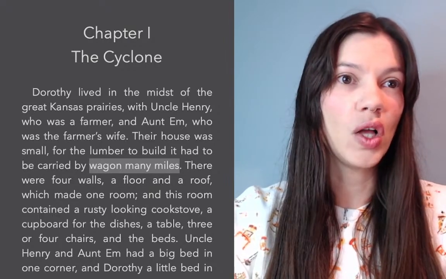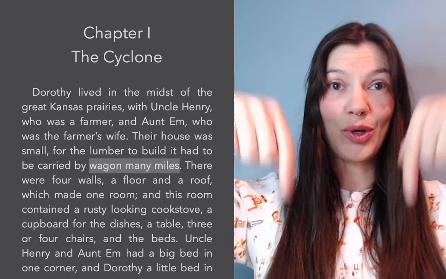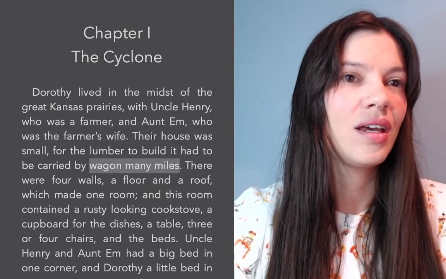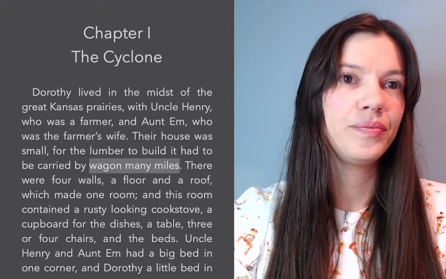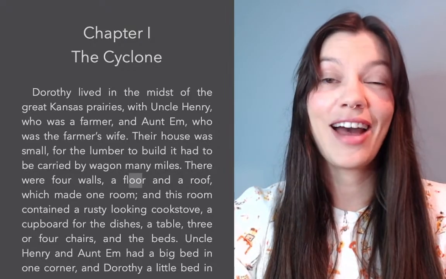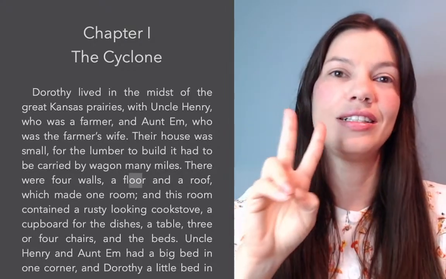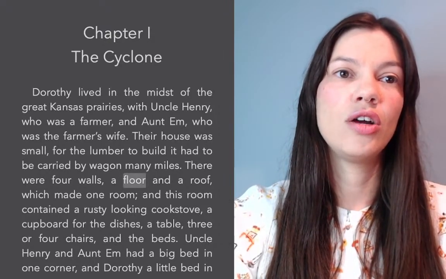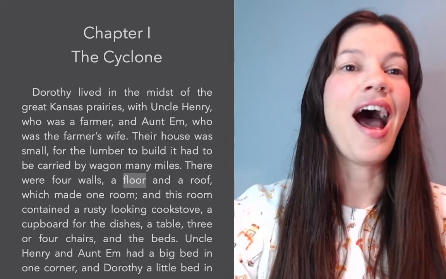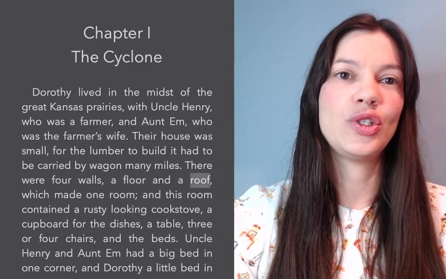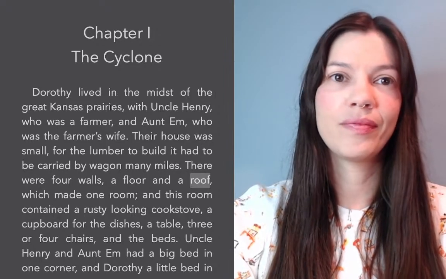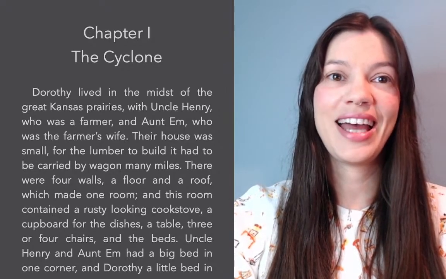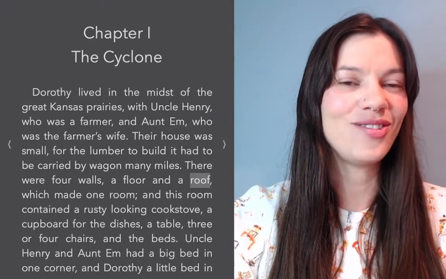There were 4 walls, a floor, so floor, and a roof, which made one room. So look at these double O's. I have a great lesson on all the different double O sounds, but this one is more of an or sound. Floor, or. A floor, and then this one is oo like moon, roof, which made one room. So room and roof, same sound.